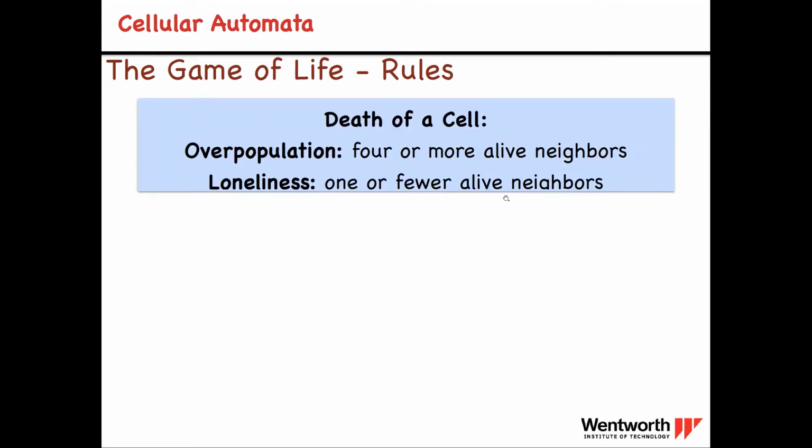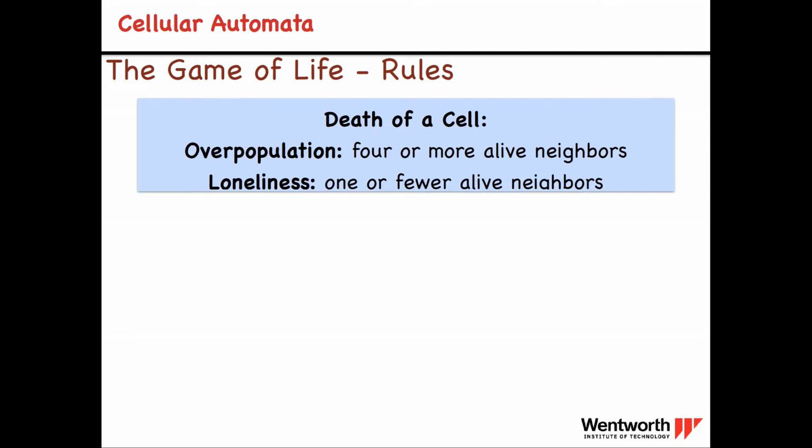All right, so we have the death of a cell. If the center cell is alive, so it's a 1, then it dies, it changes to a 0, if there's overpopulation. So 4 or more alive neighbors. In that group of 8 around the center cell, if there's 4 or more alive cells, then the center one dies. Again, sort of an overpopulation, not enough resources sort of thing.